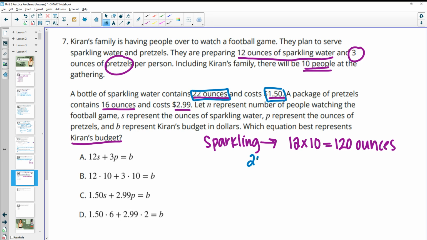So you could say one bottle is 22, a second bottle would give us 44, a third would give us 66, a fourth would give us 88. I'm just adding 22 each time. And then a fifth would give us 110. And then a sixth would give us 132. So we're going to need this much to cover that 120 ounces. So that's 6 bottles.